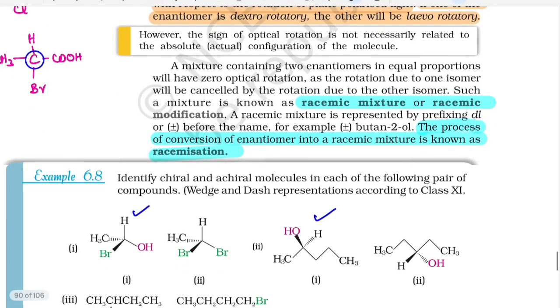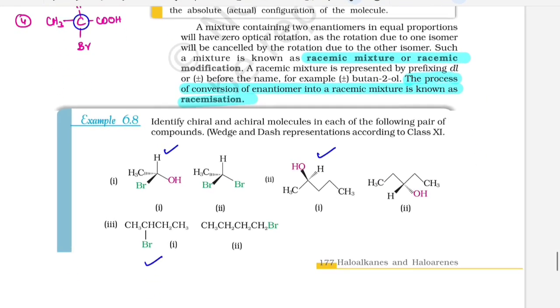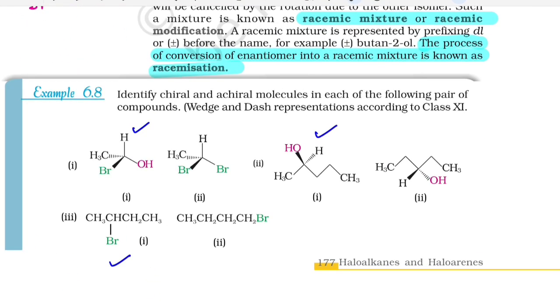Then coming to racemic mixture. A racemic mixture is when both the dextrorotatory compound and the levorotatory compound are present in equal amounts. Then it is called a racemic mixture. The process of conversion of an enantiomer into a racemic mixture is called racemization. Identify chiral and achiral molecules in each of the following pairs. So we have to identify which is a chiral and which is an achiral molecule.